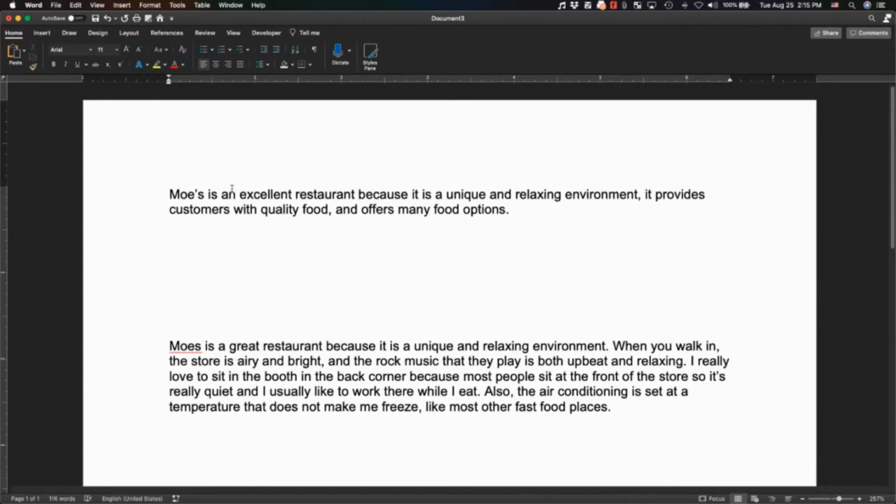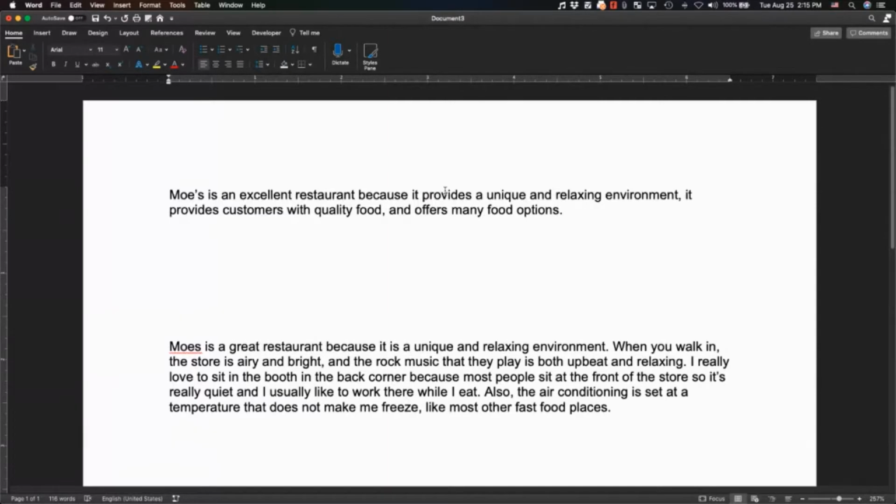because it is a unique and relaxing environment. I'm going to change is to provides, just so it can be a little bit more specific. Sure, it is a unique and relaxing environment, but this is a little bit more specific and it gives it a little bit more formality. Remember that this is using formal written English, so it needs to be a little bit more formal, but nothing crazy. And this just gives it a touch of formality.